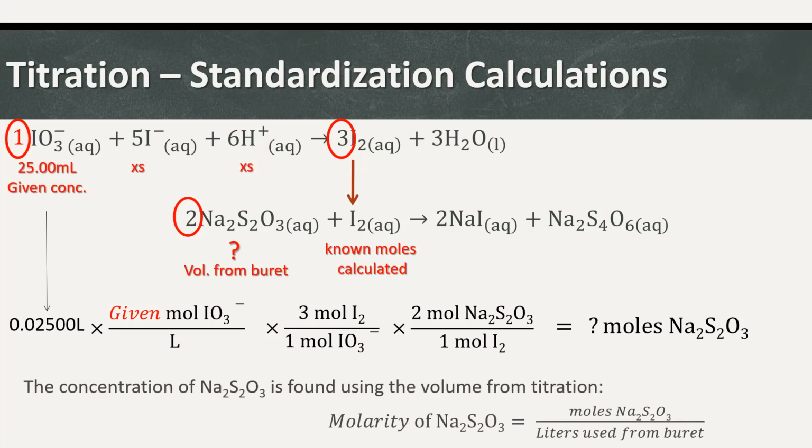To determine the concentration of the thiosulfate, we can use the volume from the titration. So the molarity of the sodium thiosulfate is found by taking the moles we calculated and dividing by the liters used in the burette. Remember, we read milliliters from the burette, but we must convert it to liters to use it in the calculation. This will be done 3 times to find an average value for the molarity of thiosulfate.